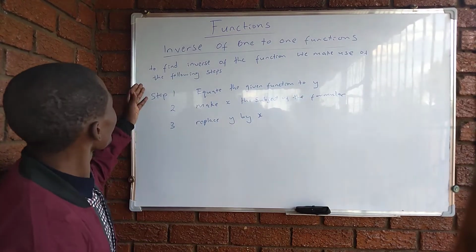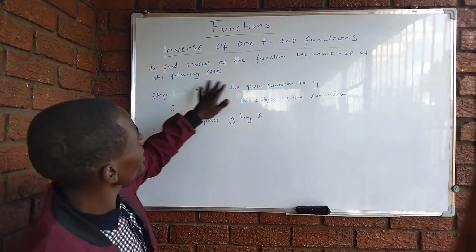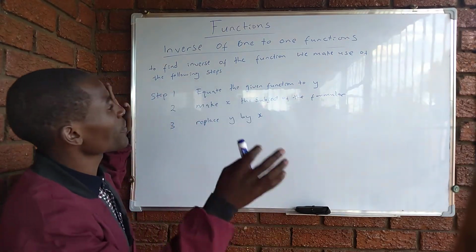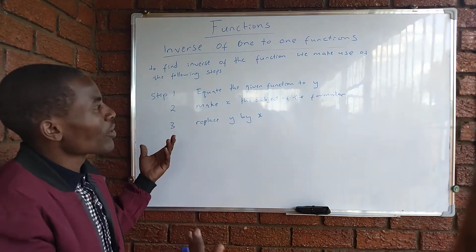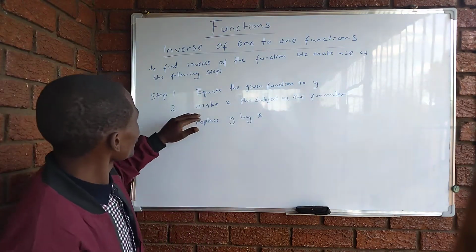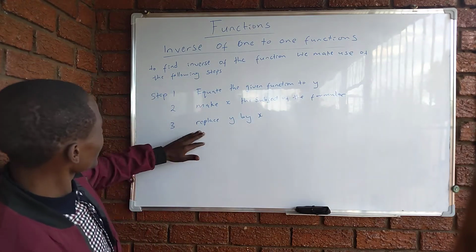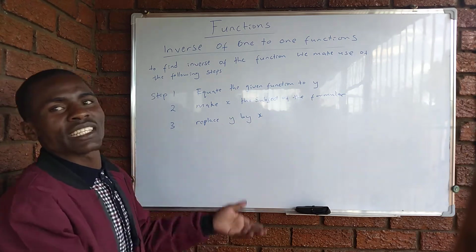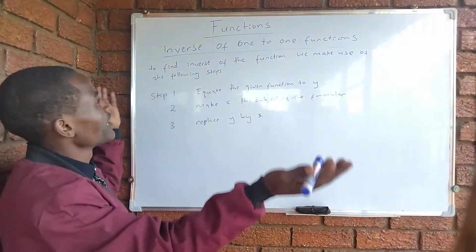Right. So now we want to find the inverse of one-to-one functions. How to find the inverse? To find the inverse, we make use of the following steps. Step 1, equate the given function to y. Step 2, make x the subject of the formula. Then step 3, replace y by x. So we can find the inverse.